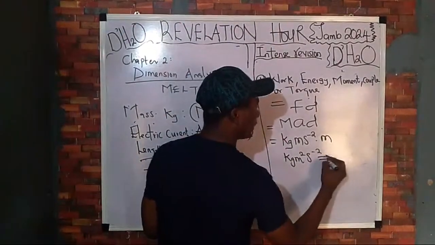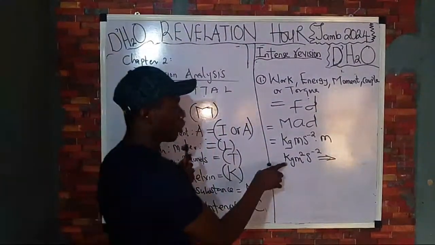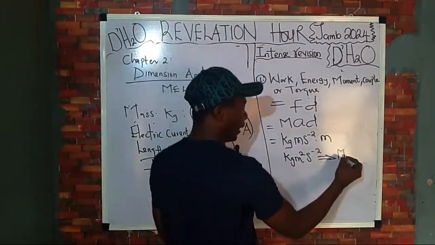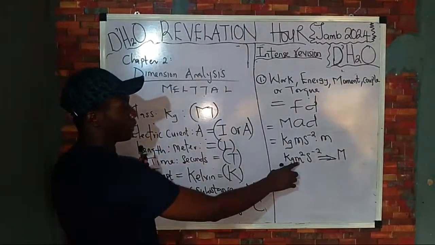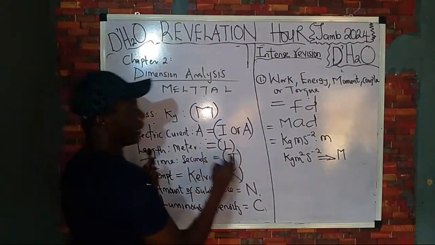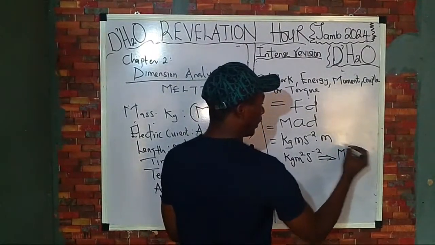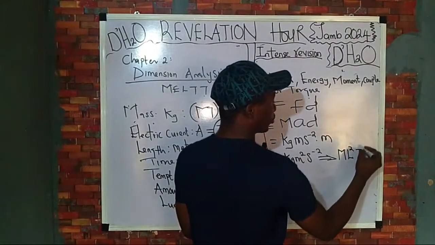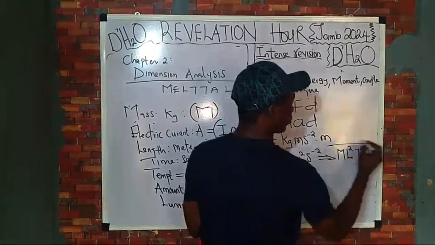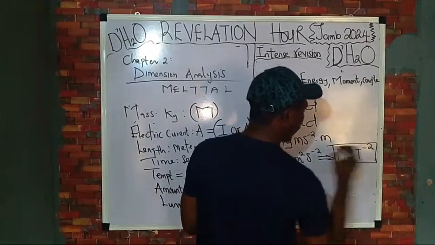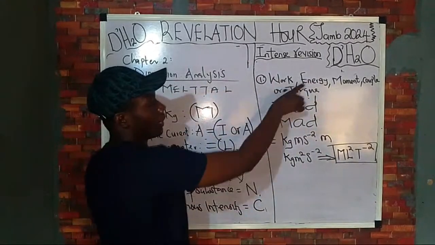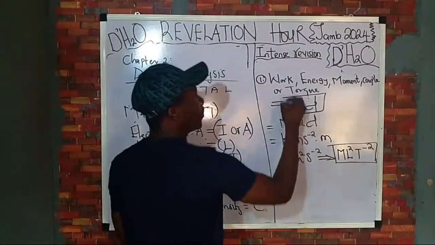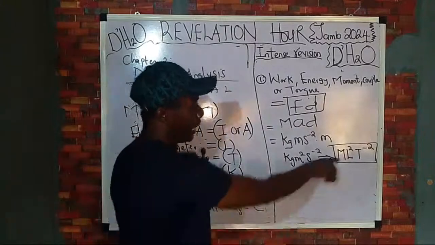So let's quickly put their dimension now. What is the dimension for kilogram? Remember that kilogram is mass and is M, so you have M. Okay, what's the dimension for meter? Meter is length and is L, so you have L square. What's the dimension for seconds? Seconds is T, so you have T raised to the power of minus what? 2. This is the dimension for not only work, but energy, moment, couple, and torque. Because they have a general formula, which is force times distance, this is their dimension.